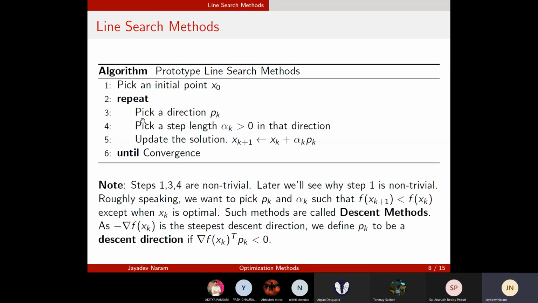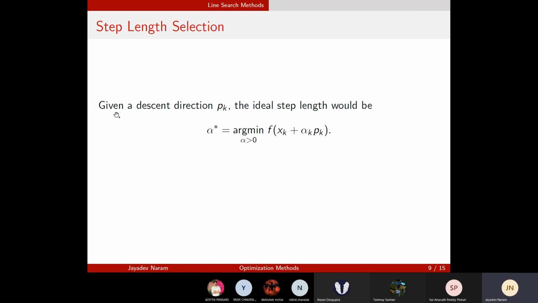So when we discuss which direction to pick, we basically want some conditions on pk such that eventually convergence is seen. Yeah. So now we'll discuss the conditions on step length. Given a step direction, what we want to do in this step is pick a step length such that there is a decrease in the objective function value.